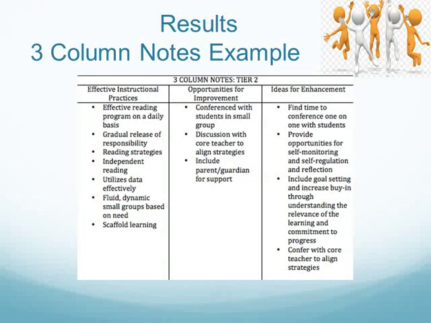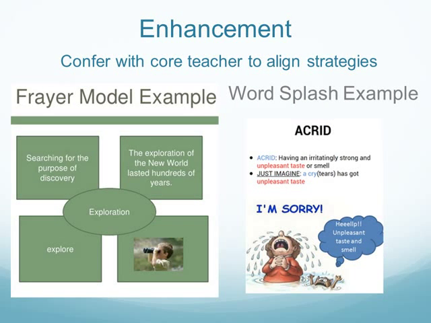Now that you have considered and discussed ways to enhance Tier 2 instruction in the case study, consider some ways in your classroom or grade level. How will you support enhancement of Tier 2 practices? Utilizing the results from the 3-column note document, one of the suggestions under enhancement was to confer with core teacher to align strategies. The reading teacher has had great success with the utilization of the Frayer Model graphic organizer.